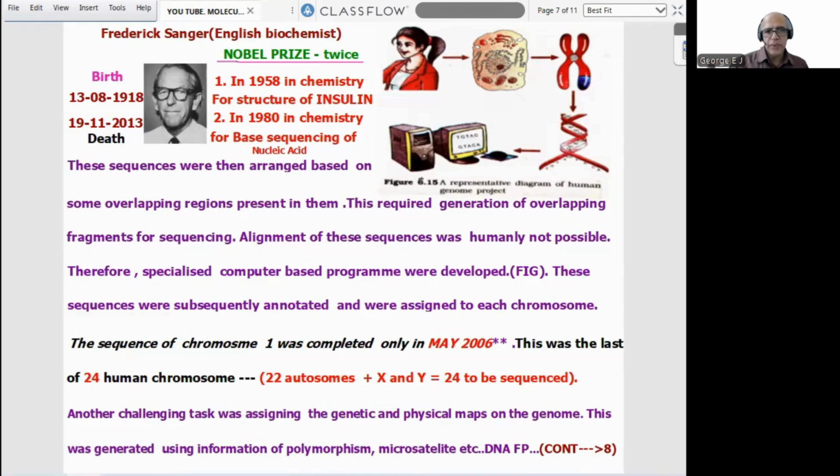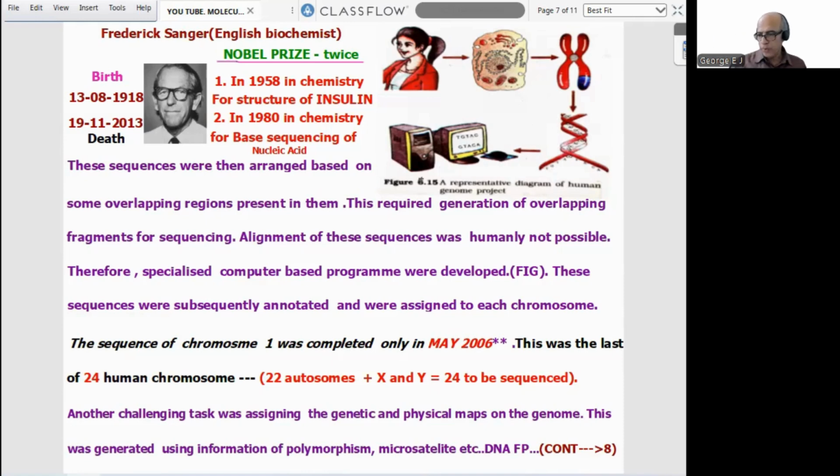So, using a sequencer, analysis will be done. That original part is not directly mentioned in NCERT. It is a difficult one still. These sequences were then arranged based on some overlapping regions present in them. This required generation of overlapping fragments for sequencing. Alignment of these sequences was humanly not possible because of the complexity. Therefore, specialized computer-based programs were developed. Here you can find they have shown the computer system. These sequences were subsequently annotated and assigned to each chromosome. That is the practical side.